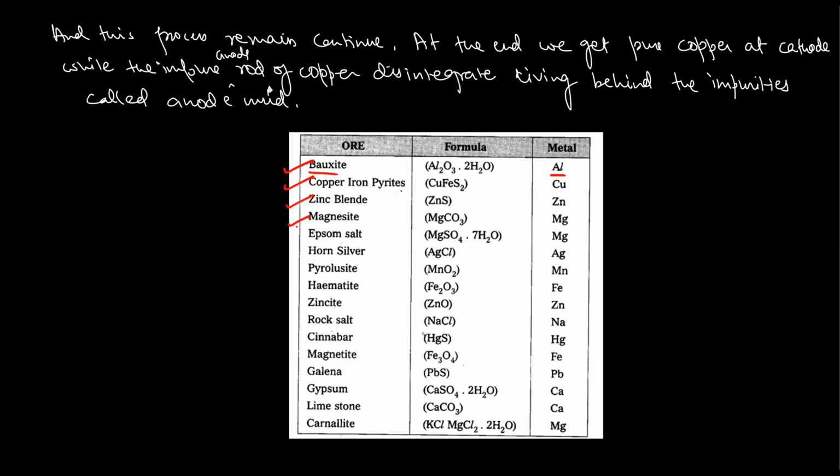then magnesite, silver, pyrite, hematite, rock salt, cinnabar, magnetite, galena, limestone. Write these only. How many do I have left? 1, 2, 3, 4, four I have left. Write the whole thing. Write the remark. Sometimes it may be asked along with the formula.